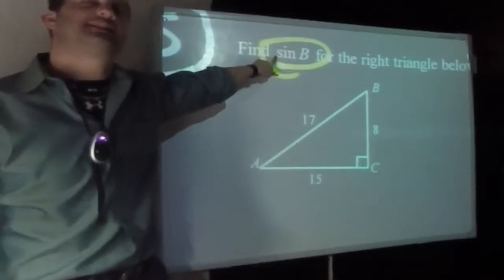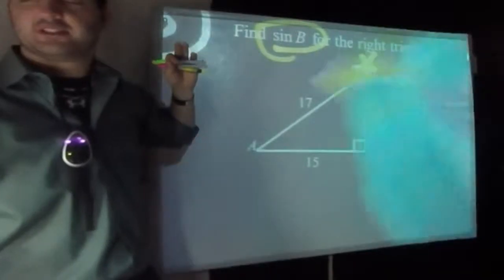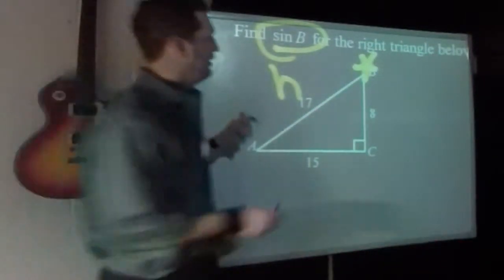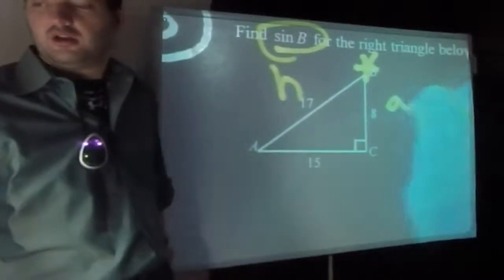Okay, sine B. Tell me, where are we coming from? What angle? At the top. The top changes everything, except for your H. So, from up here, is this an A or an O? An A. Opposite over hypotenuse.